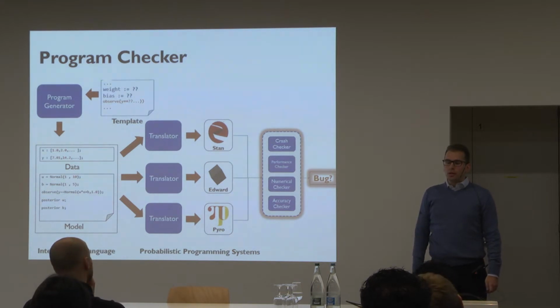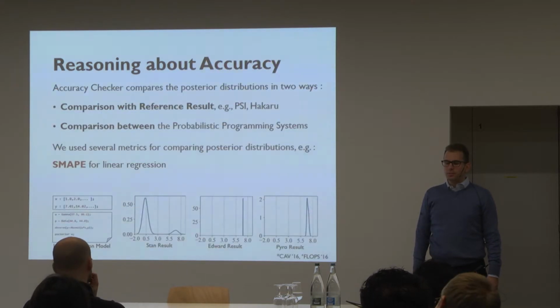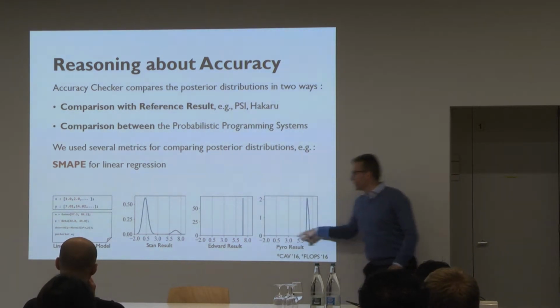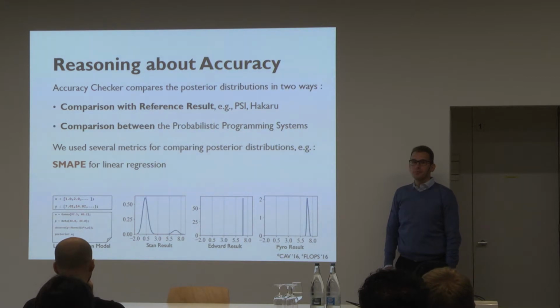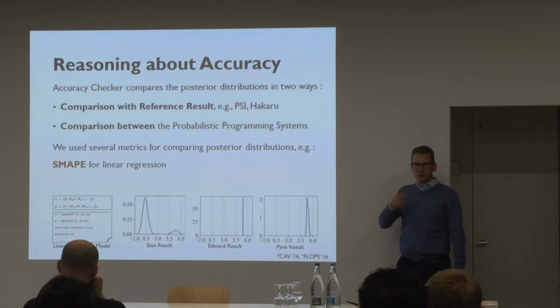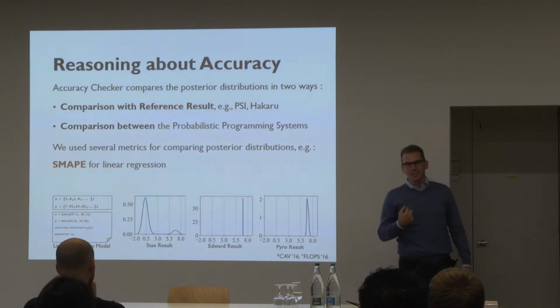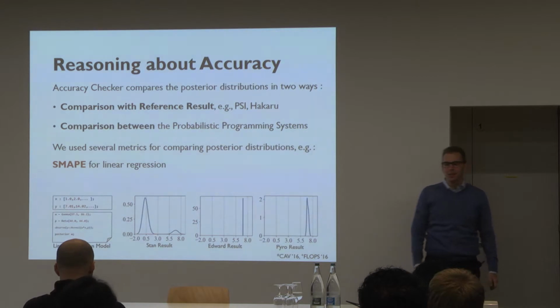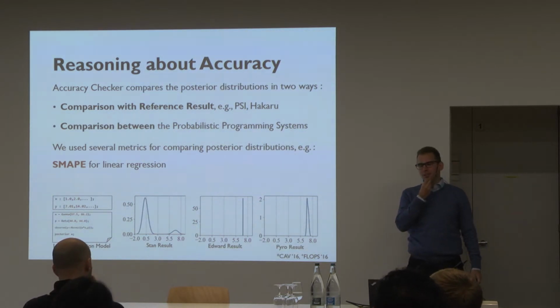So, how do we think about accuracy? Here is a simple example. Below, you have one generated program and the result from 3 systems. These are the posterior distributions. So find an outlier. I'll come back later to what's going on here. But for now, what do we need to do? We need to compare distributions. What are the 2 problems? Well, what is the correct result? How do we get the correct result? And also, how do we compare even when we have just different approximate results?